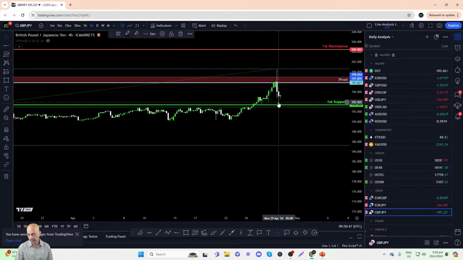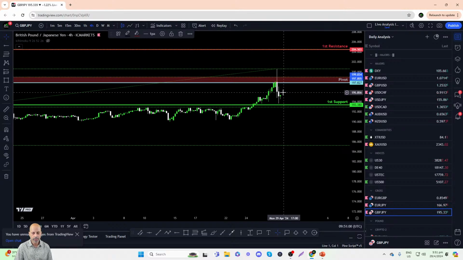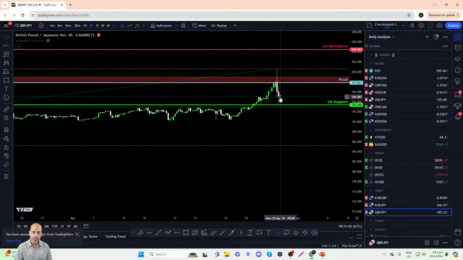So we've seen the previous 4-hour candle, we've seen the pound yen bounce off the first support, and the current 4-hour candle does look like it shows a potential bullish reversal as well, which means that we are quite likely to see this bullish momentum continue. So right, there may be a potential long opportunity for the pound yen.